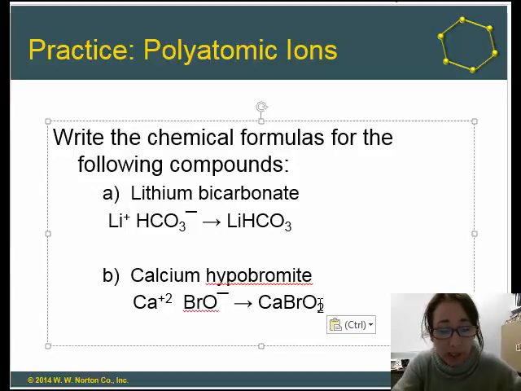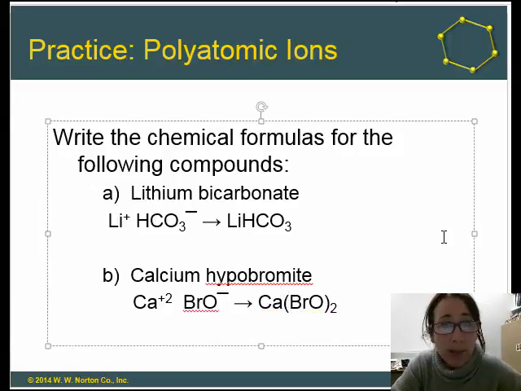So what I have to do is put my polyatomic ion in parentheses. And in any formula that I have more than one polyatomic ion, the polyatomic ion itself has to go in parentheses. So we know that the subscript here refers to the entire polyatomic ion and not just to one of the elements in the formula.